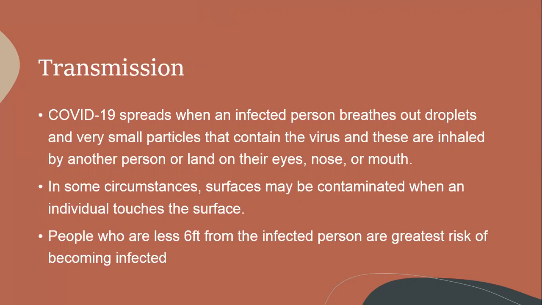So transmission, this is how the virus spreads. COVID spreads when an infected person breathes out droplets and very small particles that contain the virus, and these are inhaled by another person or land on their eyes, nose, or mouth. In some circumstances, surfaces may be contaminated when an individual touches the surface. People who are less than 6 feet from the infected person are at greater risk of becoming infected. This is why we tell people, cover your nose, cover your mouth when you sneeze, when you cough.